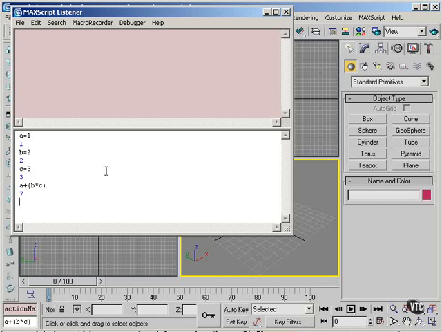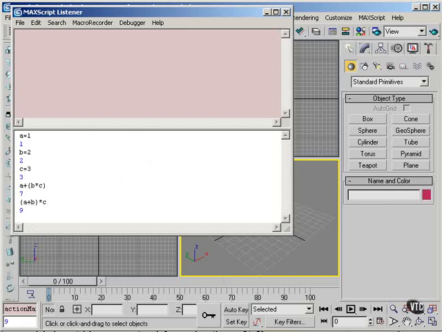Otherwise, if it were grouped like this, first performing a plus b, and then times c, we would get 1 plus 2 equals 3 times 3 equals 9. And in fact, if I execute this, that's exactly what I get.